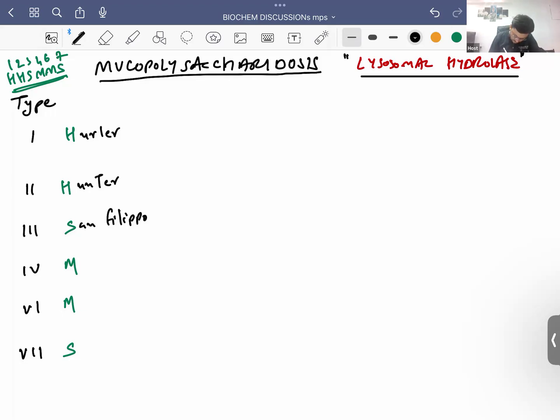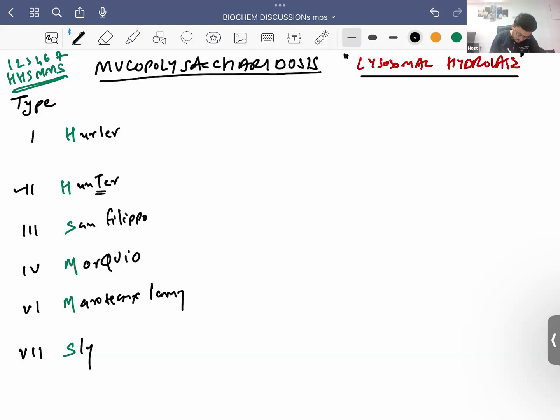So type 4 is Morquio syndrome. Type 5 is Maroteaux-Lamy syndrome. And type 6 is Sly syndrome. Okay, how to remember? If you can remember type 1 as Hurler, okay, the Hunter as T stands for 2, that way you can remember.